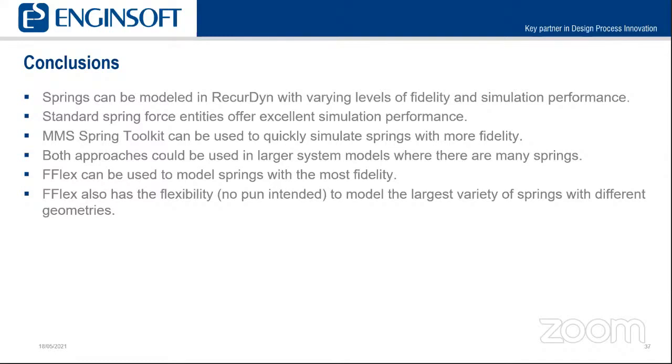And then if we really want to include all the fidelity in the model, then we can use RecurDyn full flex or FFlex. And FFlex has the ability to model the largest variety of springs with different geometries. So it can be used to model the torsional springs or the coil springs, or even such things as leaf springs. So I hope that gives you a good idea of the capabilities of modeling springs in RecurDyn.